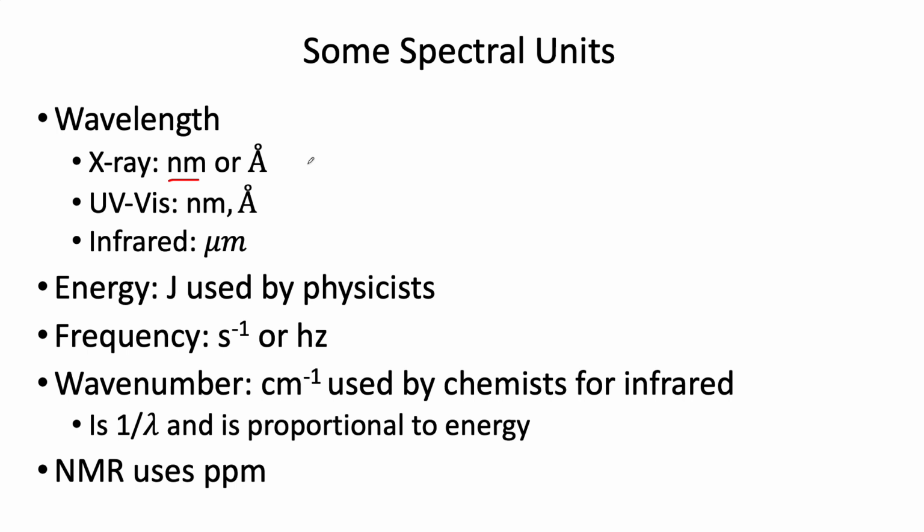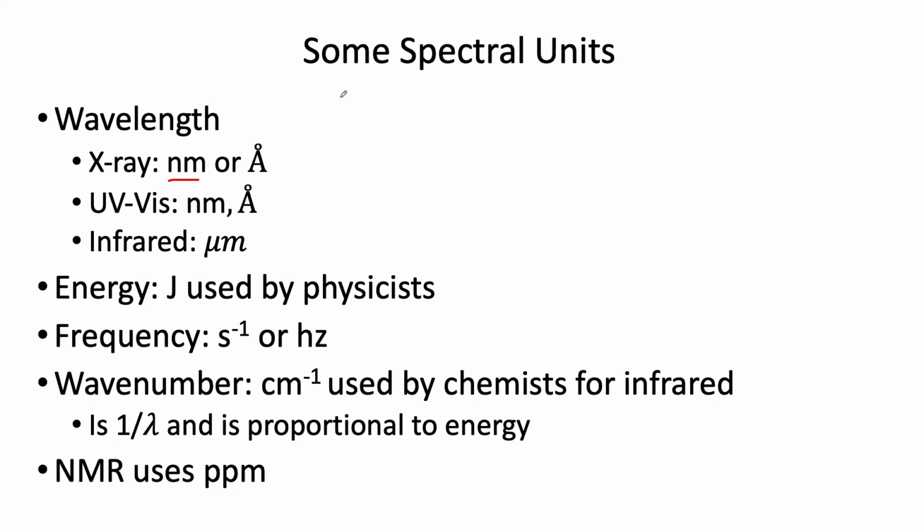So remember, the nanometer is 10 to the minus 9 meters. So an angstrom is 10 to the minus 10 meters. And chemists like to use angstroms in addition to nanometers. Physicists never use angstroms, so they like to use the nanometers.